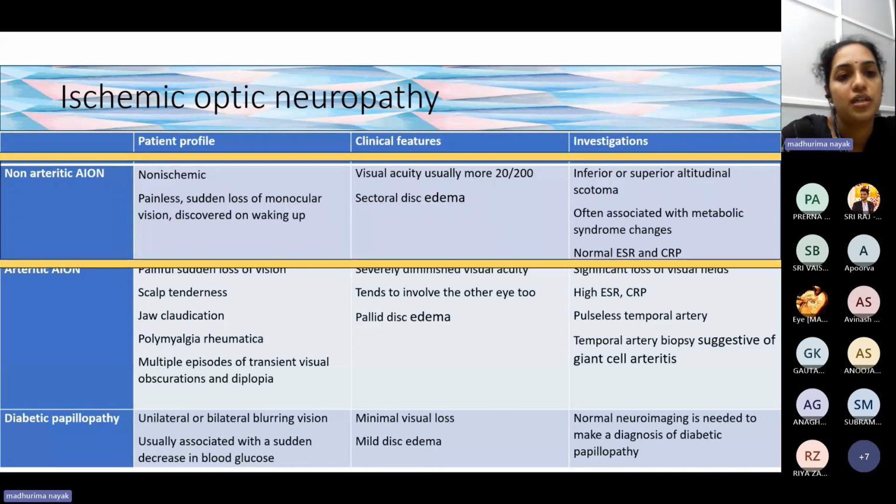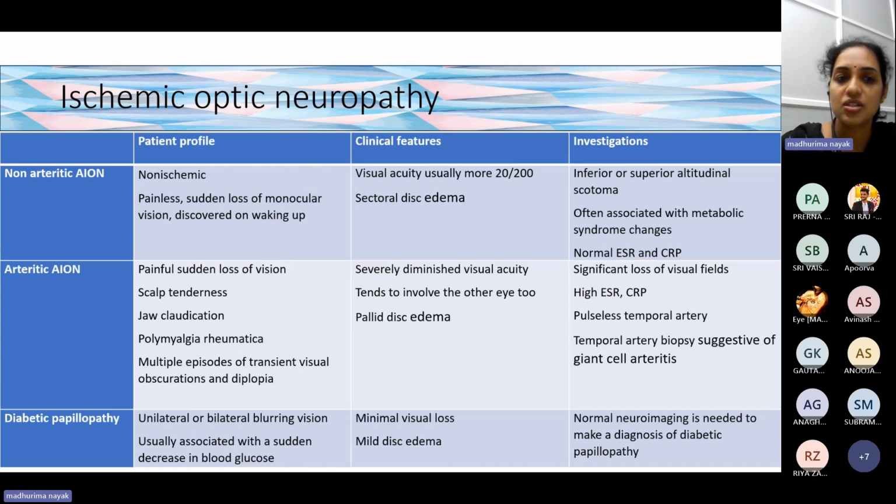Non-arthritic AION. The patient profile is usually age 50 to 60. They usually have diabetes or hypertension, or they have some sort of blood loss. They present with sudden painless loss of vision, usually discovered on waking up, and the visual acuity is not very bad. On examination, you'll find sectoral disc edema, and investigations, you know, all these things. Okay, this is all theory.